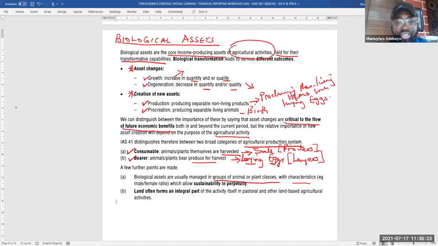Another thing is that land often forms an integral part of agricultural activity. But again, we are going to see where land will not be accounted for as a biological asset. Rather, it will be accounted for separately in line with IAS 16 or IAS 40, as the case may be, which are one of the exceptions, as you have seen in the scoping out in the standard. Okay, any other question at this point?